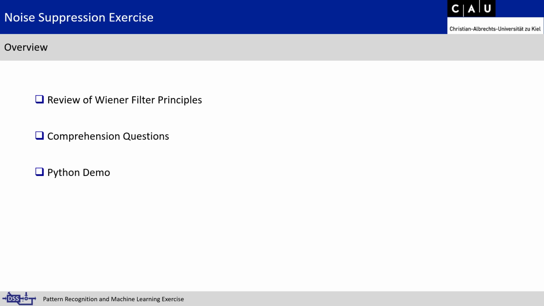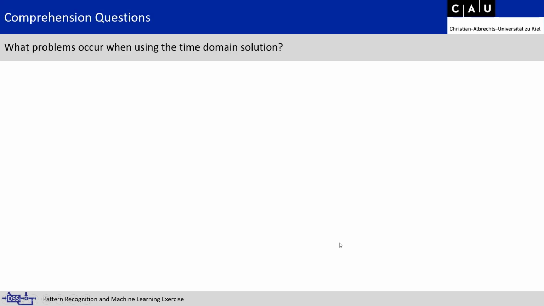In the course material, you received a set of questions and answers, and here I selected only some of those questions, but I will give you a bit more detailed answers. The first question is, what problems occur when using the time domain solution? For this, let me write down the time domain solution again. It was h_opt equals Ryy inverse times Rys at 0.